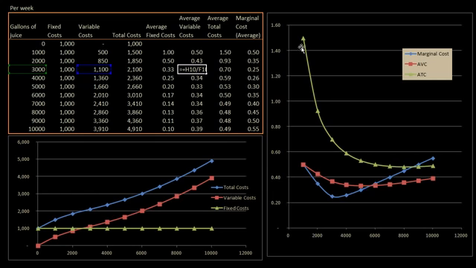And obviously, with your average total costs, at first your fixed costs aren't being spread out too much, but then as you get more and more gallons of orange juice produced, your fixed costs get spread out more and more. So you actually have this gap between the green curve and the orange curve, which is really your average fixed cost, that becomes lower and lower.